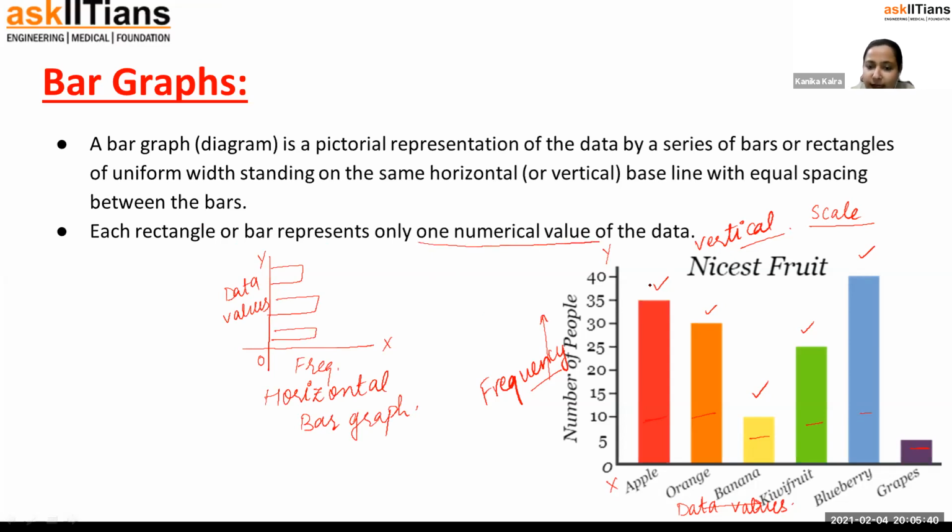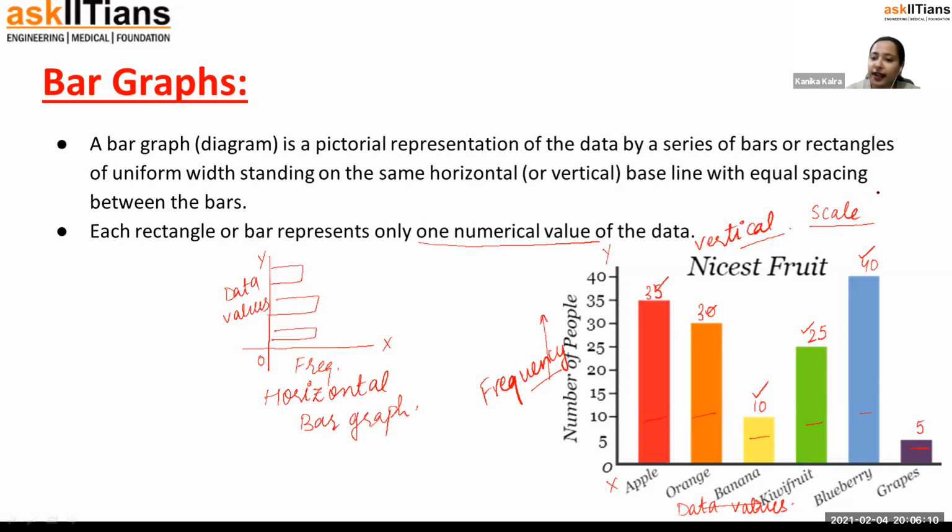Like in this case, it is 35. So 35 is the number of people who like apple. Then if we talk about the orange, this is 30. 30 people like orange. And then you have banana. 10 people like banana. And then you have kiwi fruit, which is equivalent to 25. And then blueberry, which would be equivalent to 40. And then we have grapes, which would be equivalent to 5.